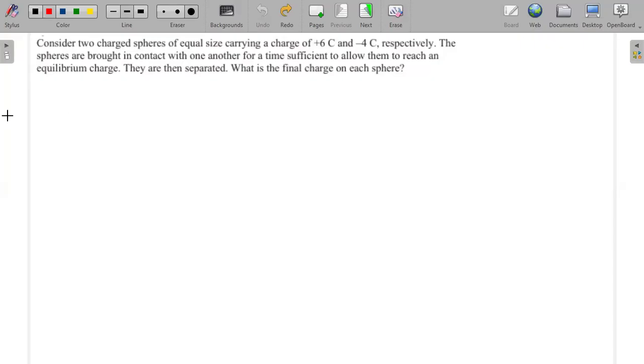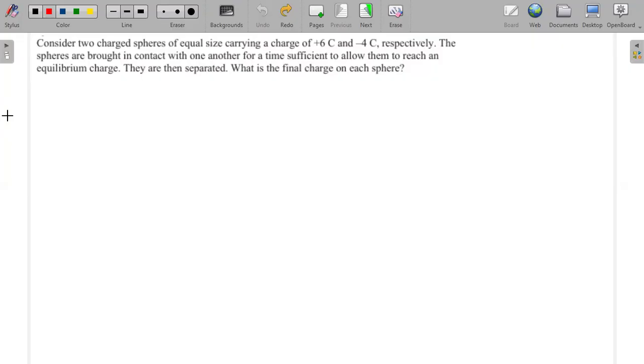So this question reads, consider two charged spheres of equal size carrying a charge of 6 coulombs and a negative 4 coulombs, respectively. The spheres are brought in contact with one another for a time sufficient to allow them to reach an equilibrium charge. They are then separated. What is the final charge of each sphere?